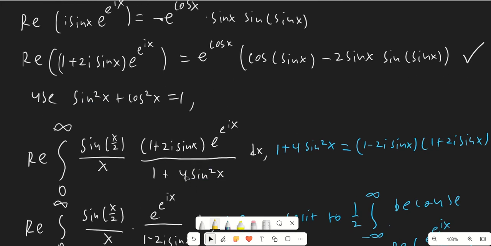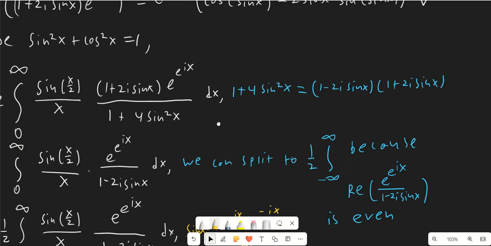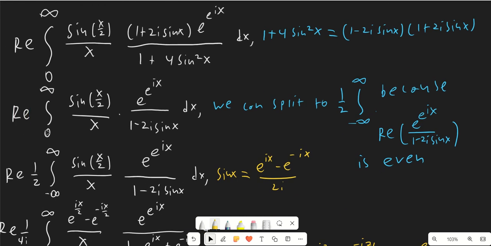So we get 1 plus 4 sine squared of x, and we can replace the numerator with 1 plus 2i sine of x times e to the ix, and bring this real part operator outside. Now notice we have a 1 plus 2i sine x on the top, and in the bottom we have 1 plus 4 sine squared of x. And we can factor this as 1 minus 2i sine x and 1 plus 2i sine x. We'll cancel the 1 plus 2i sine x on the top and bottom. And now we have the real part of the integral from 0 to infinity of sine of x over 2 over x times e to the ix over 1 minus 2i sine of x.